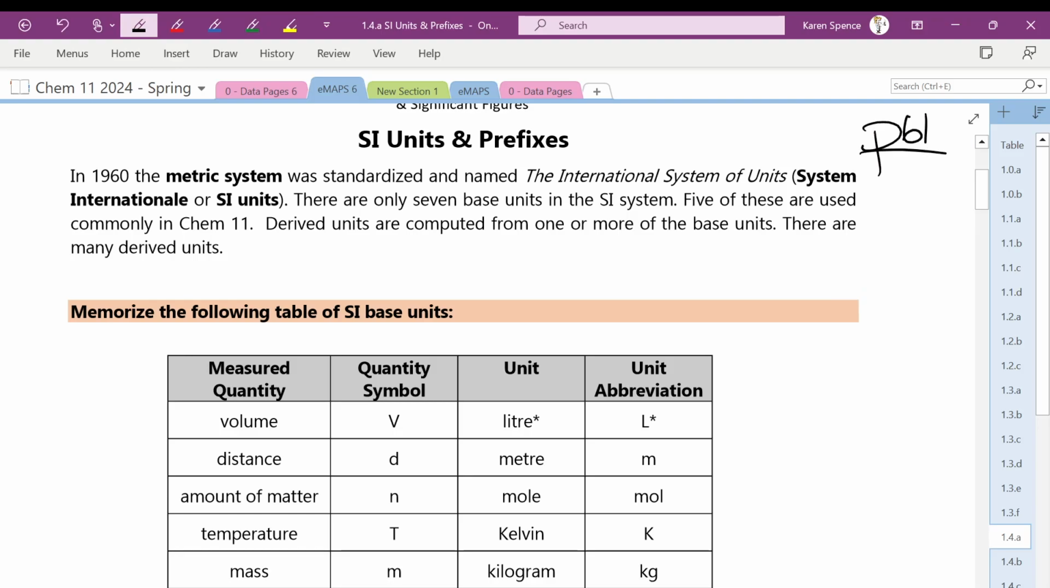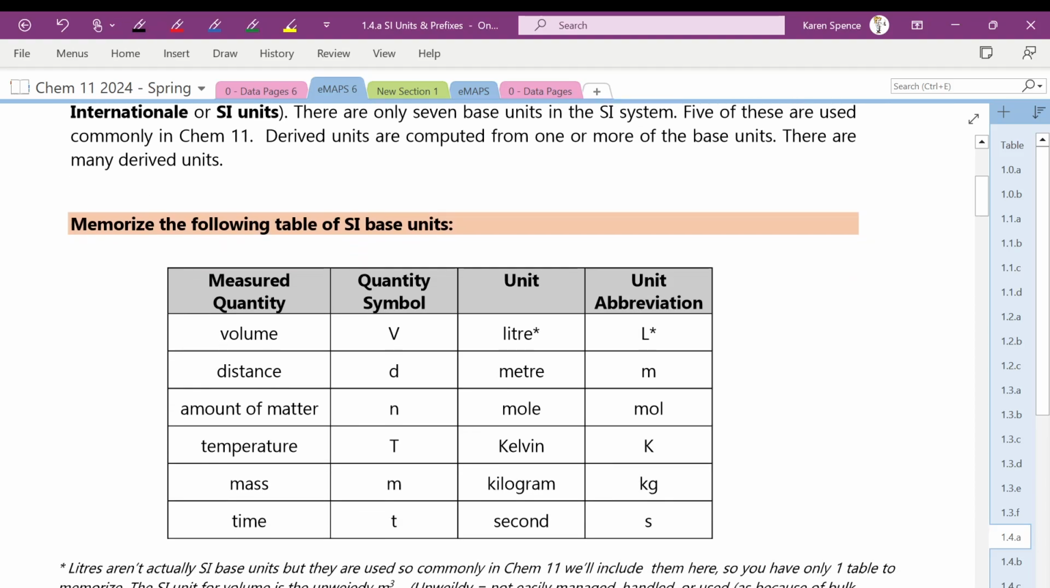So if you have taken physics, this first unit might be a little bit boring for you. If you're bored and you would like to work ahead on something that's a little bit different, let me know. I can accommodate that. Okay? So you are expected to memorize the following table of SI units.